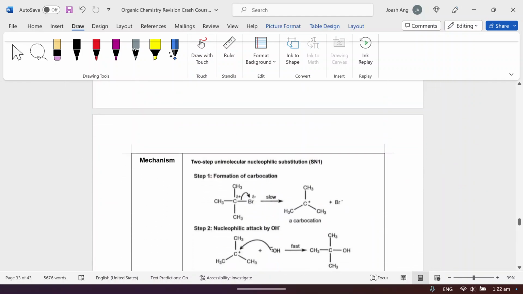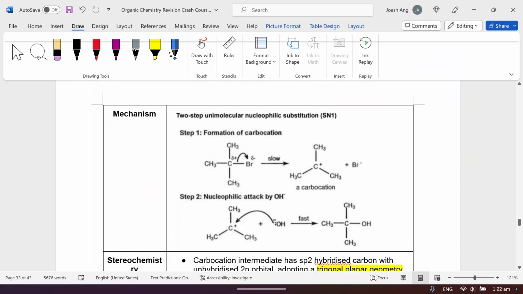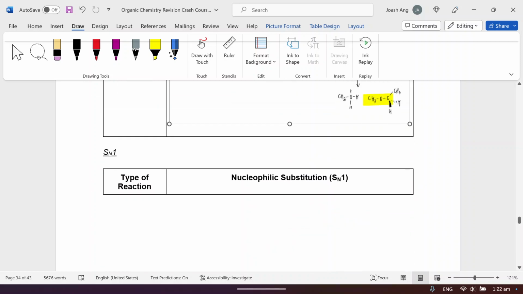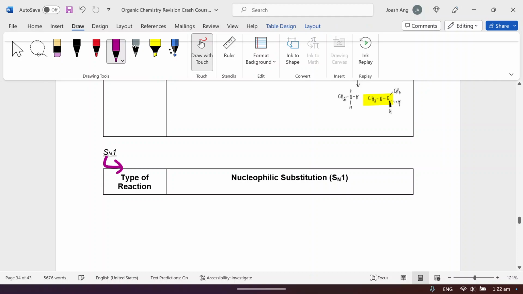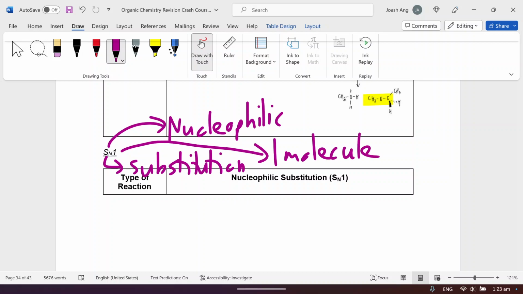Next up, this is SN1 reaction, so let's go through how this mechanism works. So SN1, what this means is that S is substitution, N refers to nucleophilic, and 1 means that there is one molecule in the rate determining step. Just take note, 1 does not mean one step, alright? 1 means one molecule in the rate determining step. Okay?